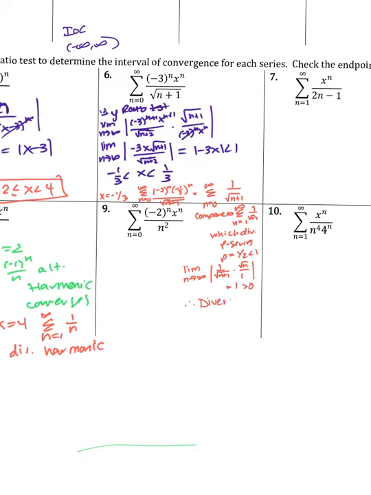Therefore, it diverges by the limit comparison test. So no equal sign with our negative 1/3.